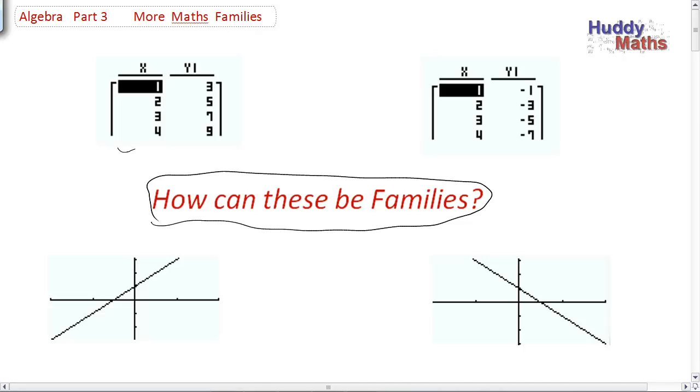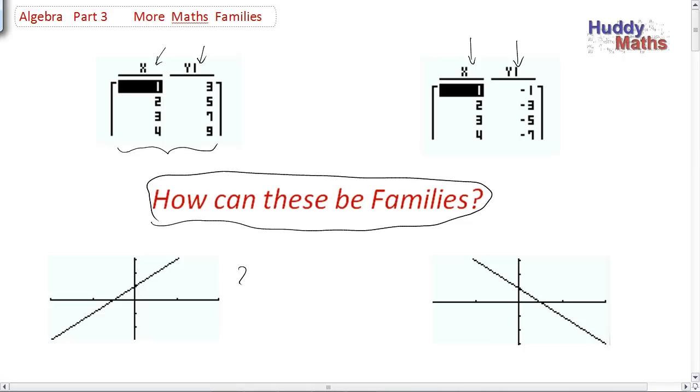How could this one be a family? Something to do with a connection between X and Y maybe. We might get onto that later on. And here's a different family because there's the same X's, but the members are different over here.